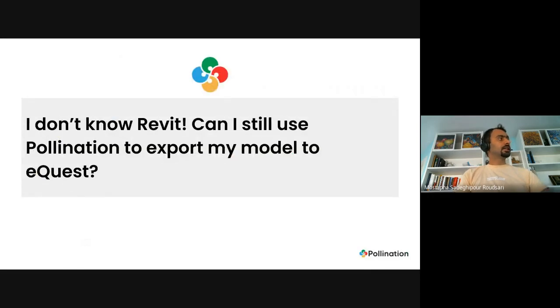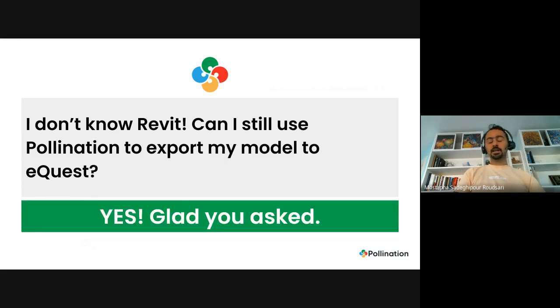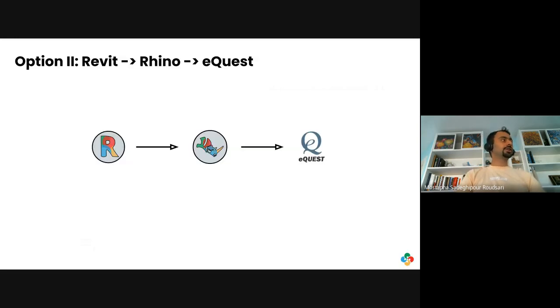The next question is, I don't know Revit. Can I still use Pollination to export my model to eQuest? The answer to this one is yes, and I'm glad that you asked. The other way of preparing your models for eQuest is to go from Rhino and do it in Rhino. But before I do a live demo for fixing that model in Rhino, let me answer some of the questions that we have here.